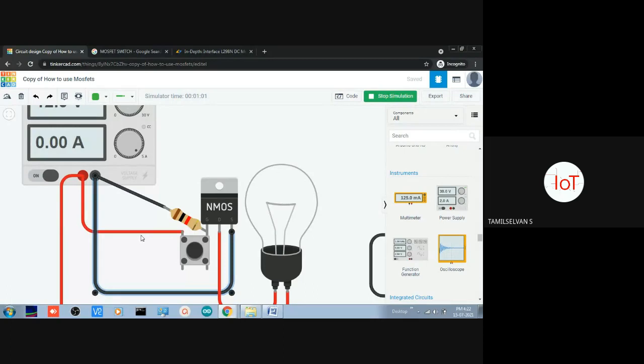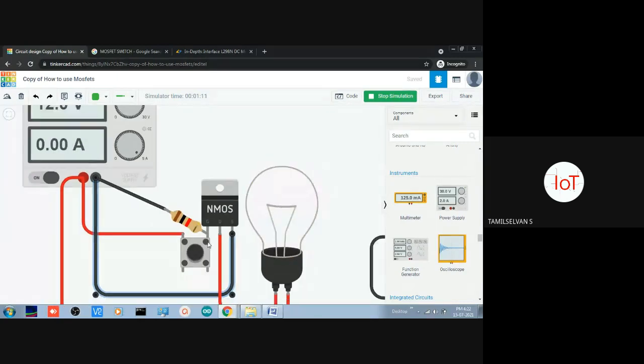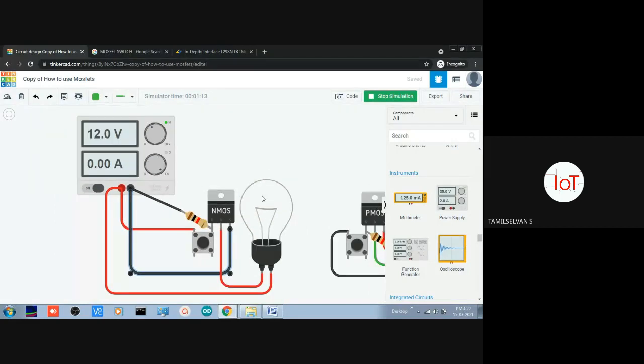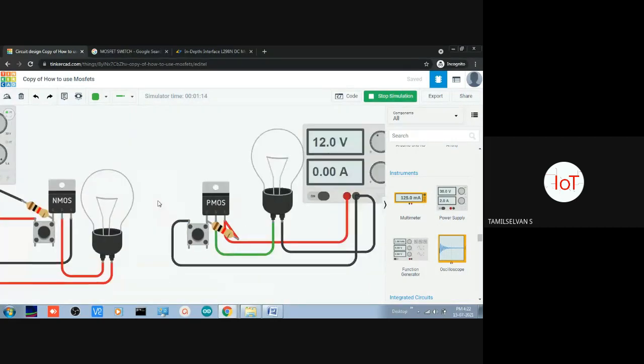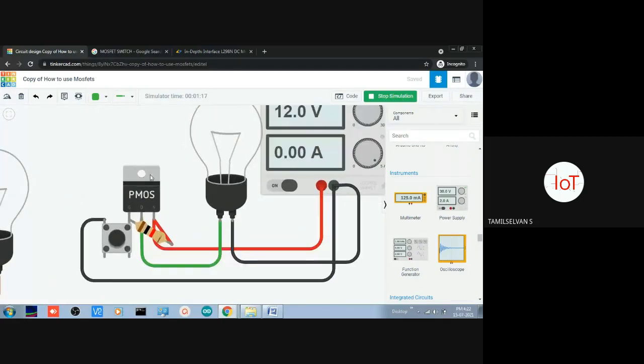The biasing voltage will get into this gate terminal, so that the transistor will be turned on. If the transistor is turned on, my light will glow. So this will be acting like a switch. Now a single NMOS can be used as a switch. Similarly, you can also use your PMOS device as a switch.